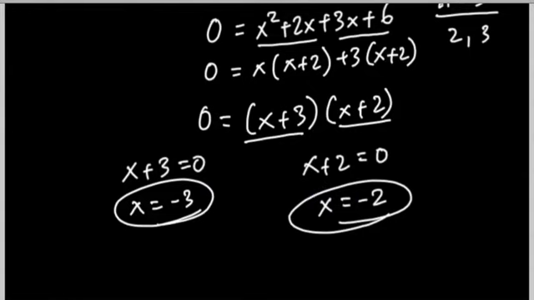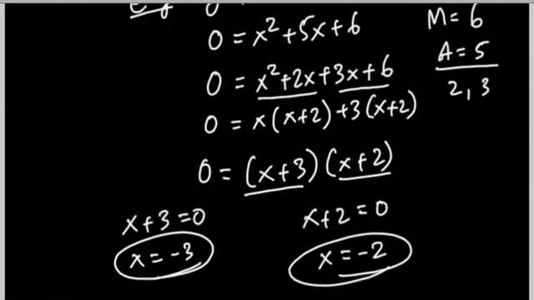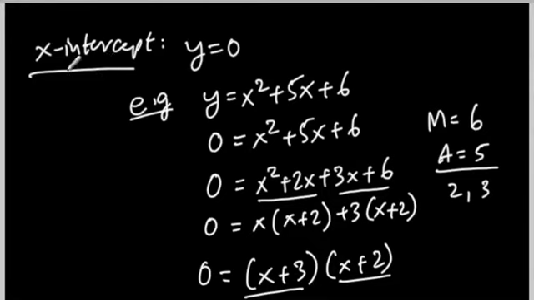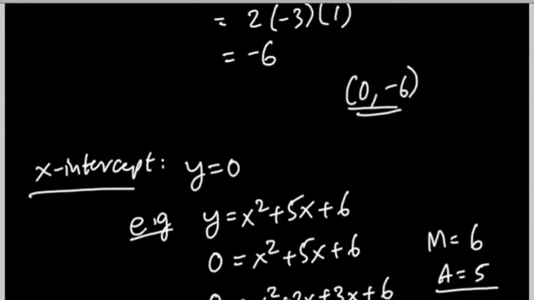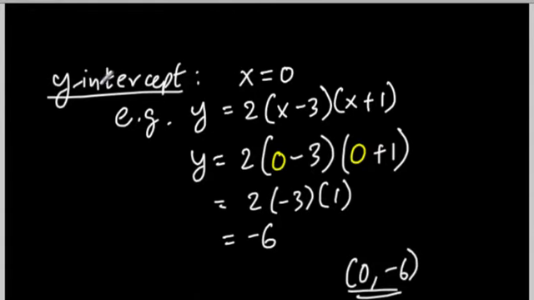So the most important takeaway that I want you to have from this is that when we want the x-intercept, you set y to 0 and then you solve for x. And vice versa, if you want to find the y-intercept, you set x equal to 0 and then you solve for y.